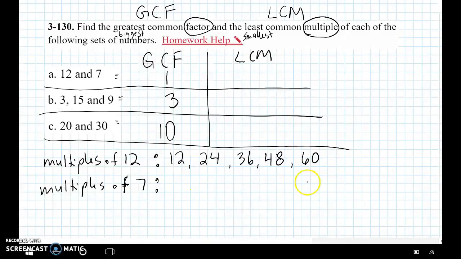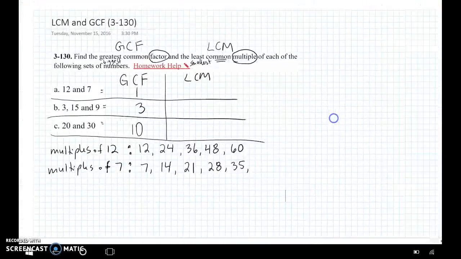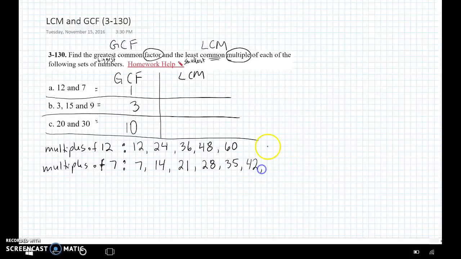And then I pause for a minute and do the multiples of 7, and I'll do these for a little bit in case I run into a multiple that's the same. We're looking for the common multiples, and we're looking for the smallest one, the one that comes earliest. So 1 times 7 is 7. 2 times 7 is 14. 7 times 3 is 21. 7 times 4 is 28. 7 times 5 is 35. 7 times 6 is 42. 7 times 7 is 49. 7 times 8 is 56.